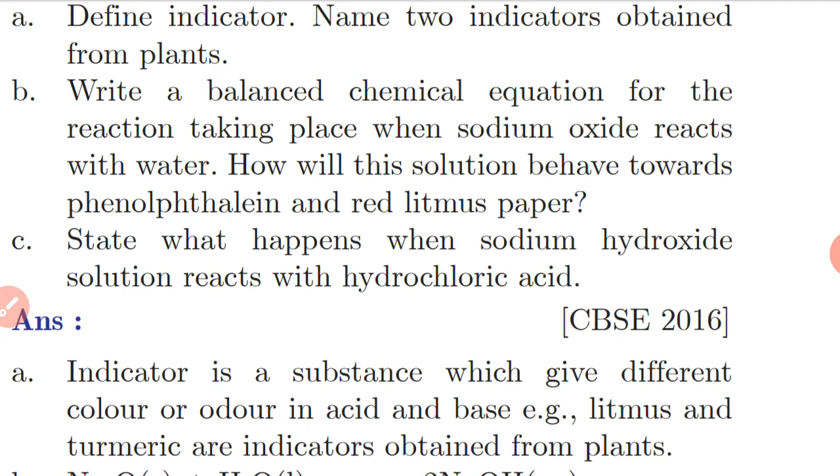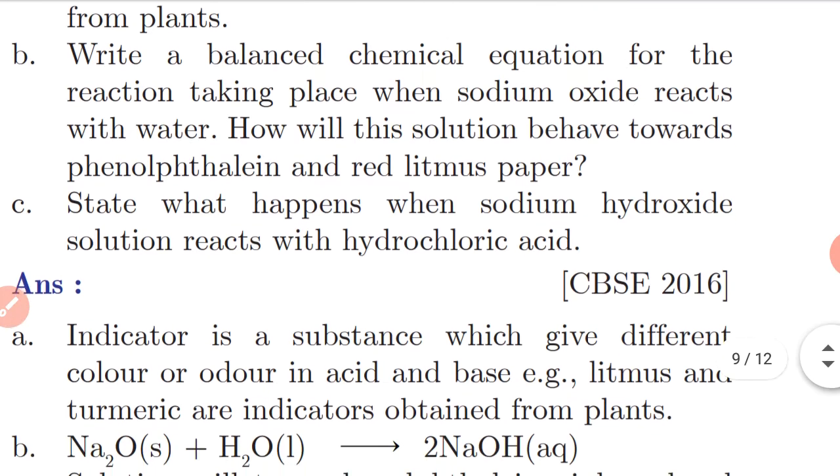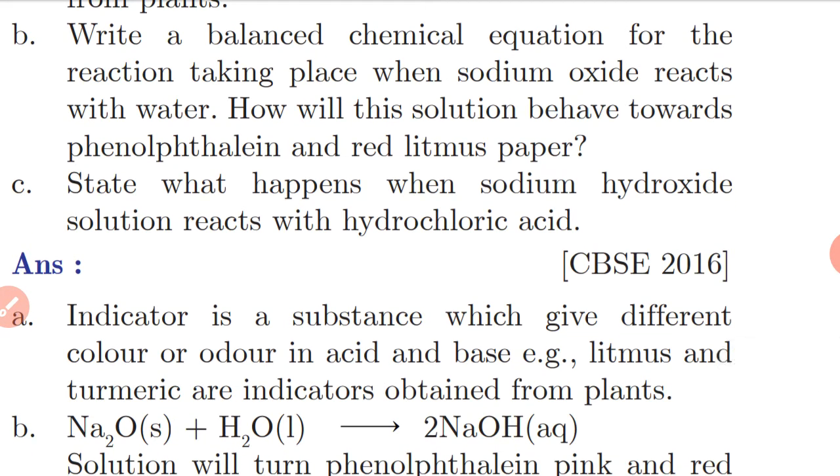So first part is define indicator. What is an indicator? An indicator is a substance which gives different color or odor in acid or base. For example, litmus and turmeric are indicators obtained from plants. So these two are the indicators which are obtained from plants. Please keep these things in your mind.